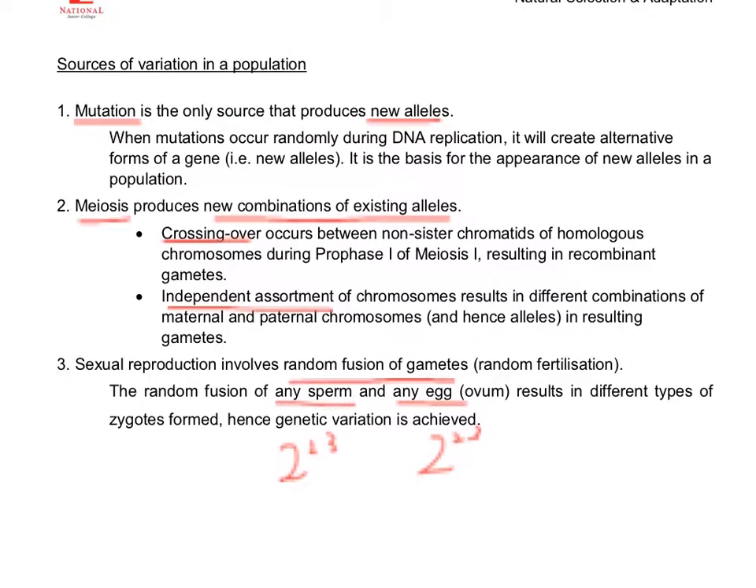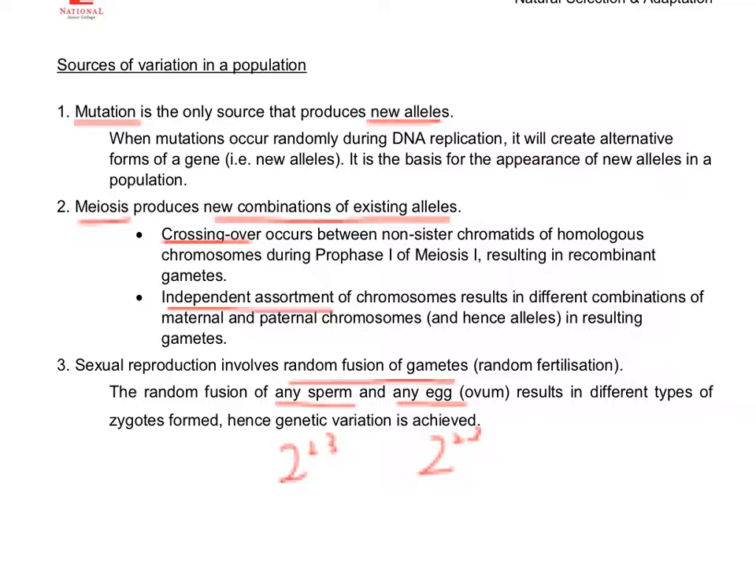So if you're asked what are the sources of variation for natural selection to act on, this is what you will use to answer.